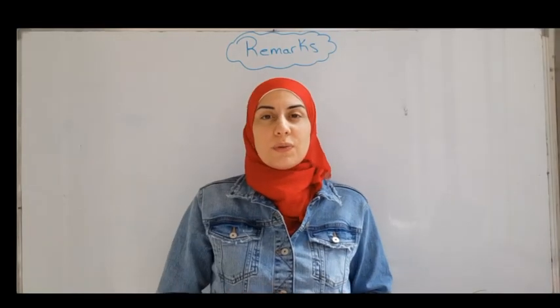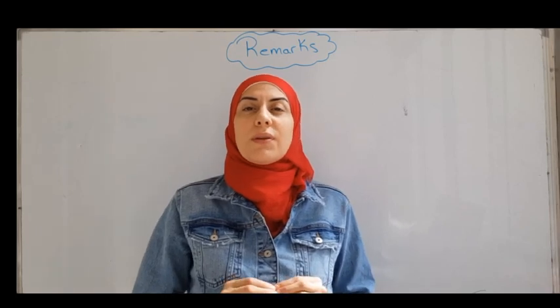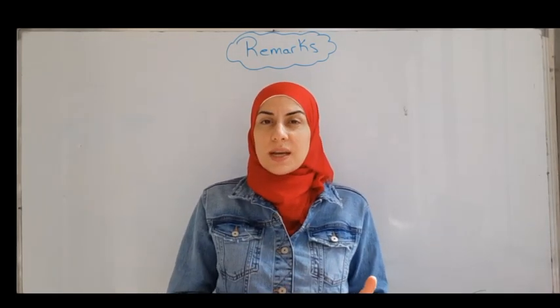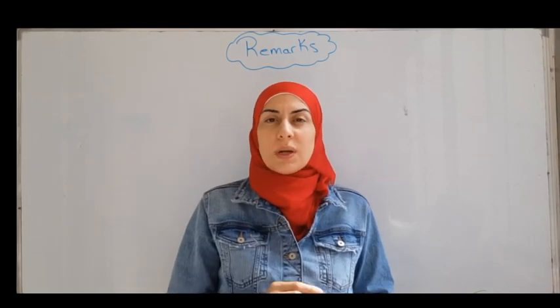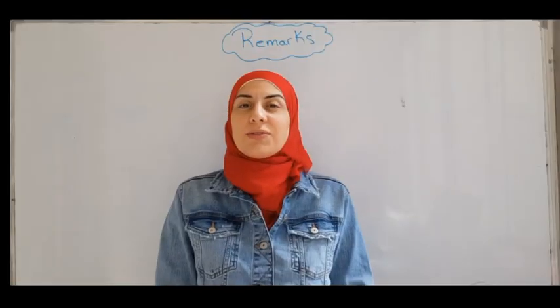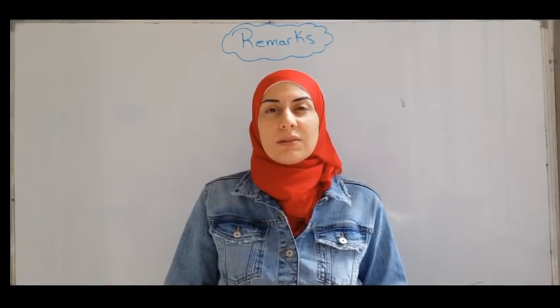You need two rays of light to draw the image of a given object. However, if you are provided with another given, a screen for example, or the position of the image, or the size of the image, then you need only one ray of light to draw the image. Light rays always have direction, so don't forget to put an arrow on each light ray you draw.